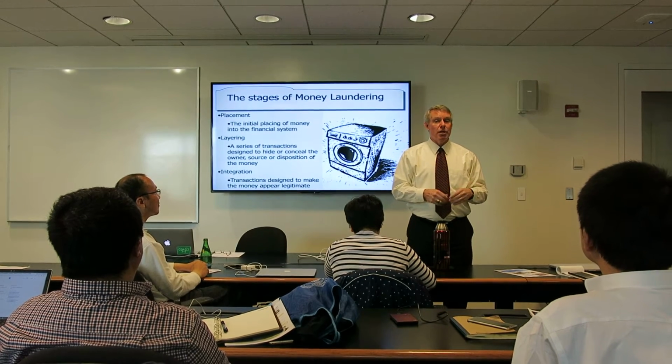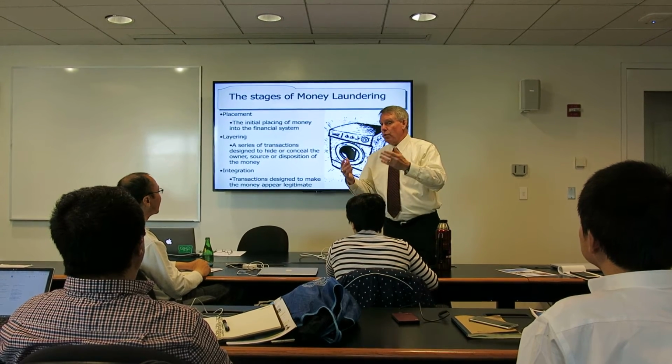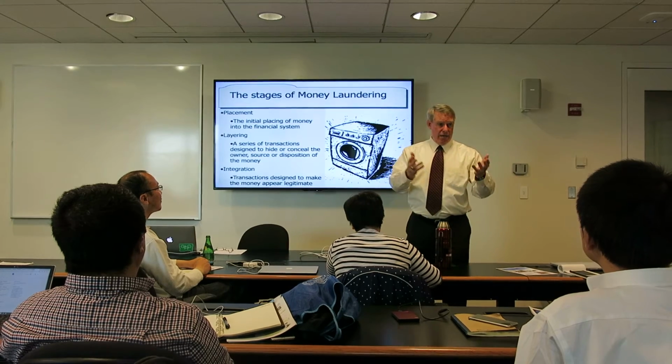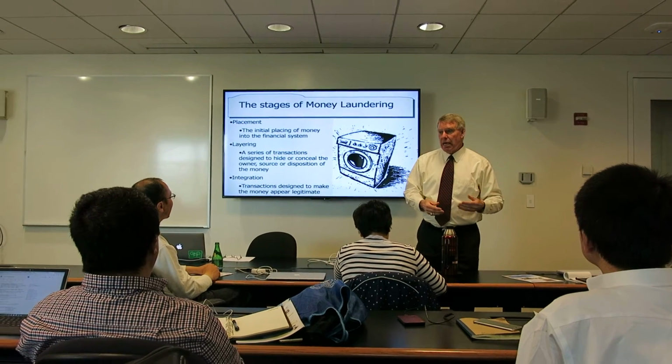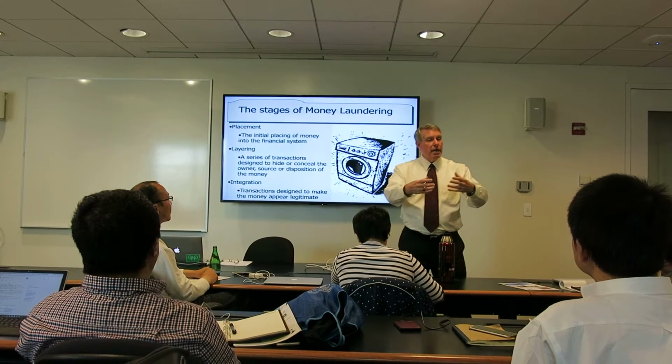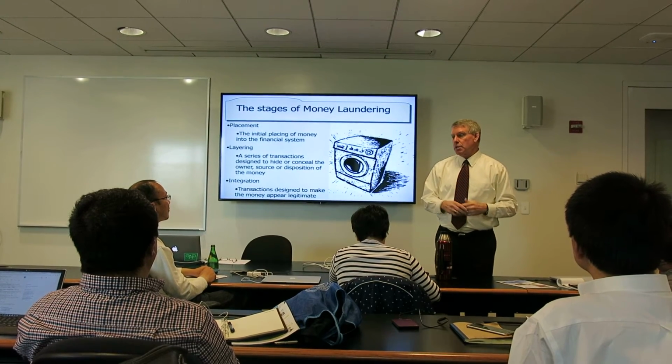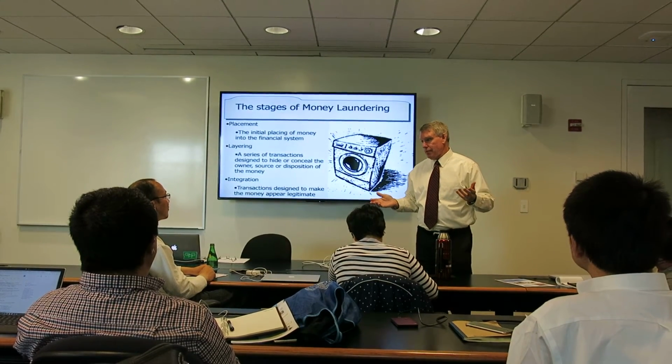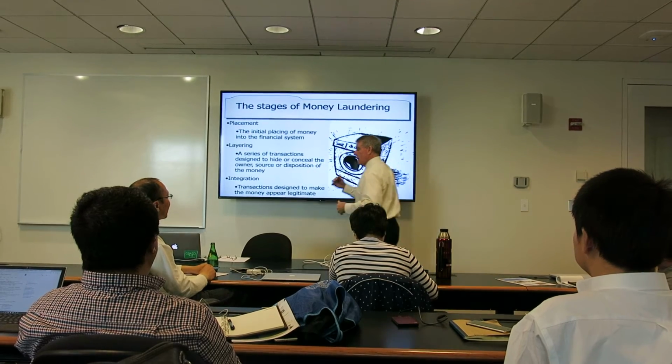it look legal. So maybe the final phase was to open up a shell company at your bank and make that shell company look like a legitimate lending institution, and then the money is lent back to the person that looks like legitimate income. Okay? So that's the placement, layering, and integration.